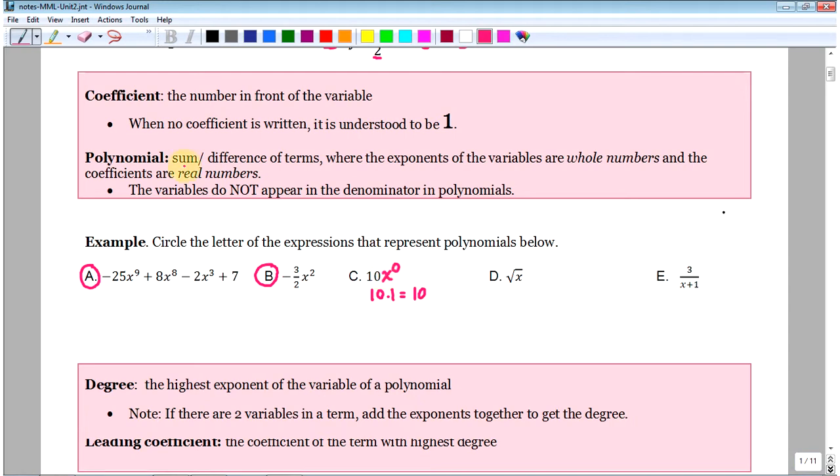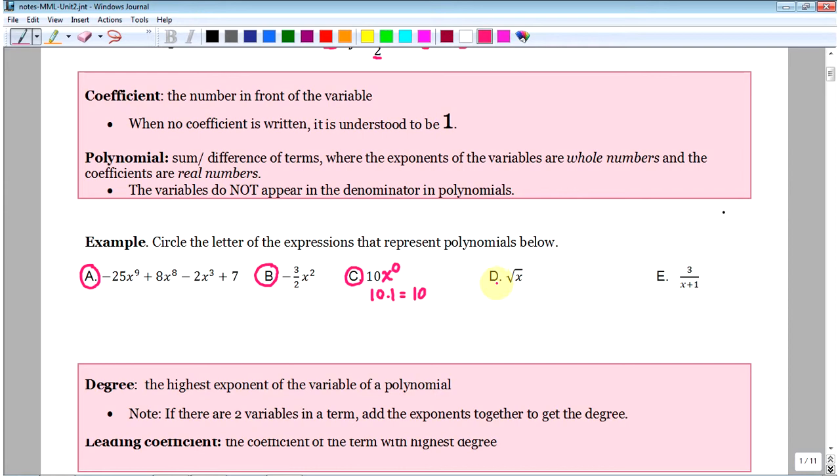So when we compare this to our definition, the exponents of our variables are whole numbers. 0 is a whole number, so that works. And the coefficient 10 is a real number. So when you just have a constant, which is just a number, that is a polynomial.